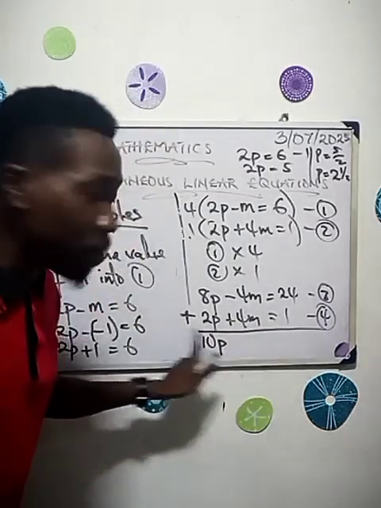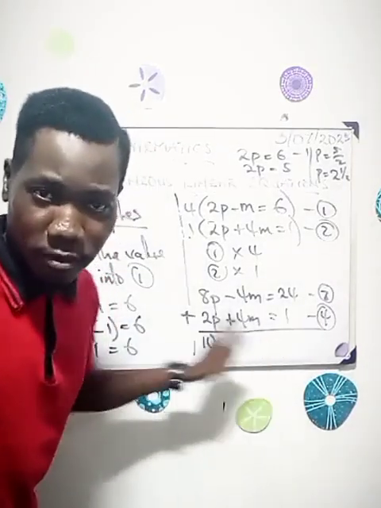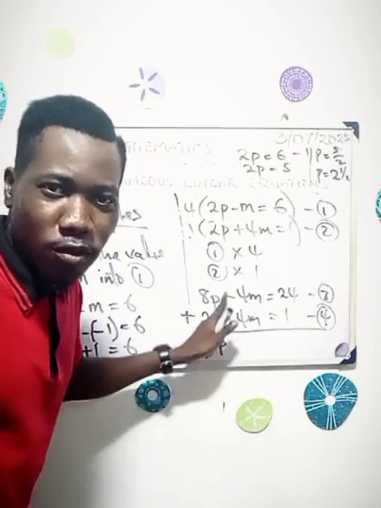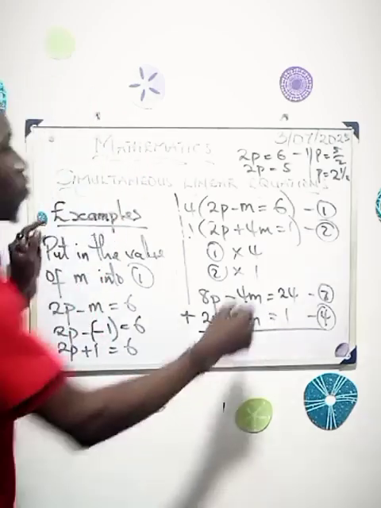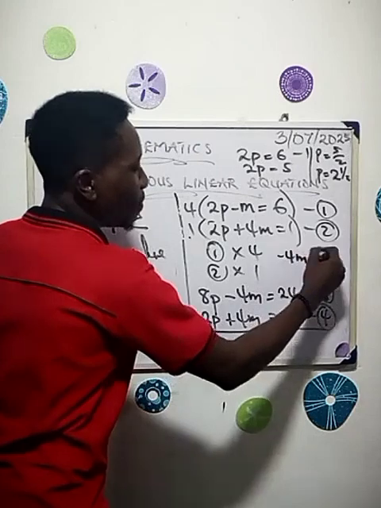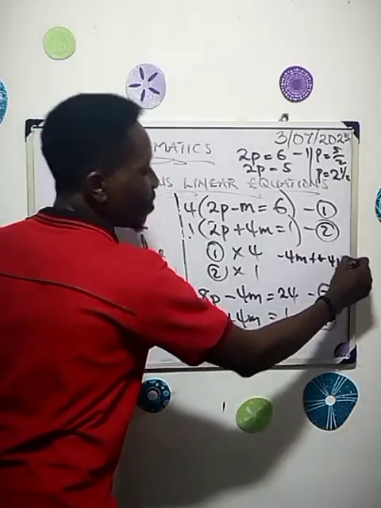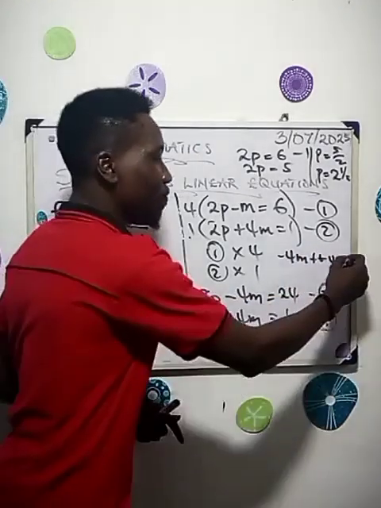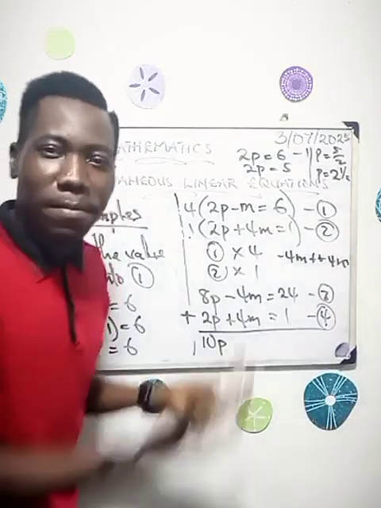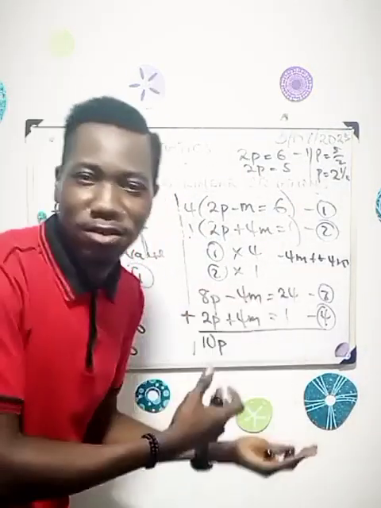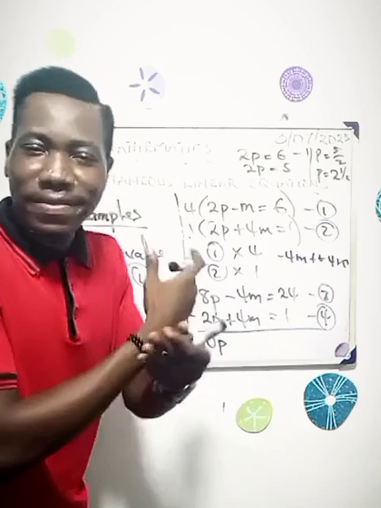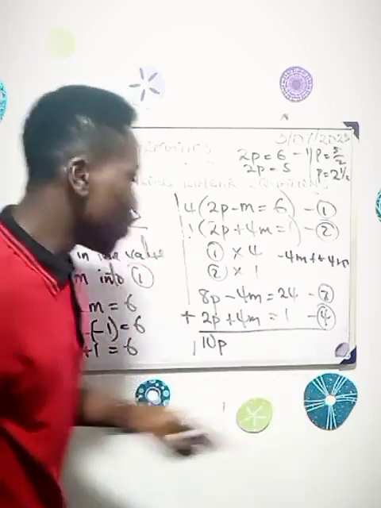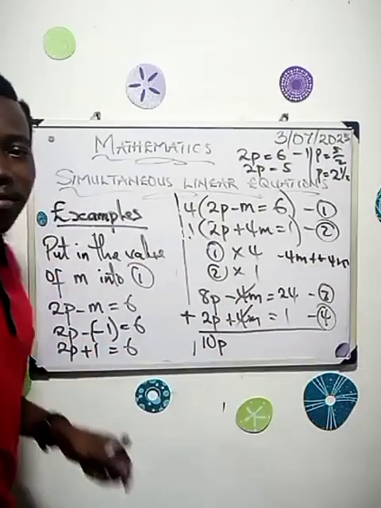Minus 4m plus 4m, right? Plus times plus is plus. So minus 4m plus 4m is the same thing as saying minus 4m plus 4m, and minus 4 plus 4 is 0. It cancels out m, so this will cancel out this.